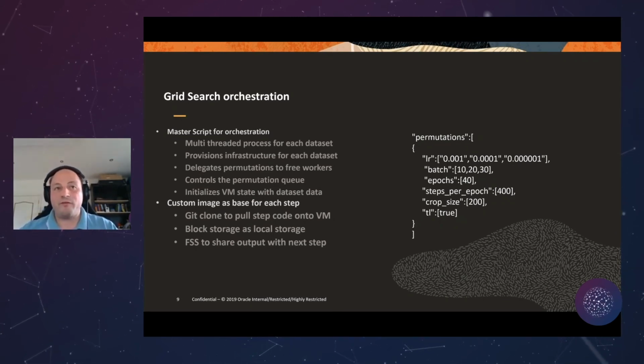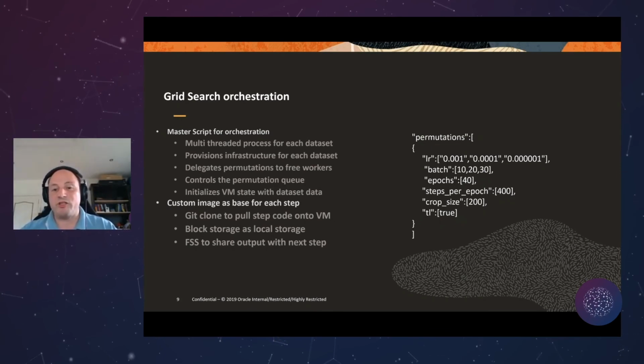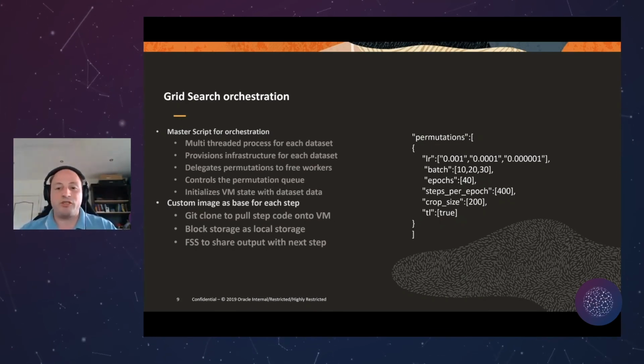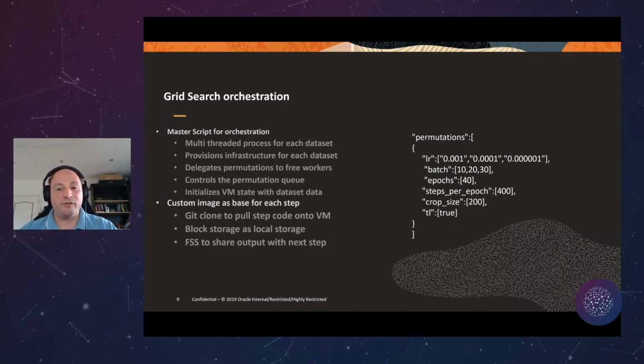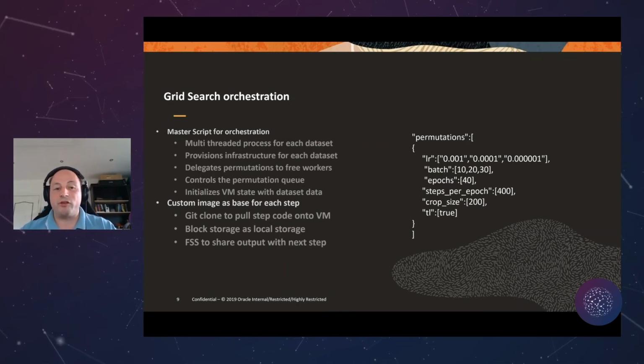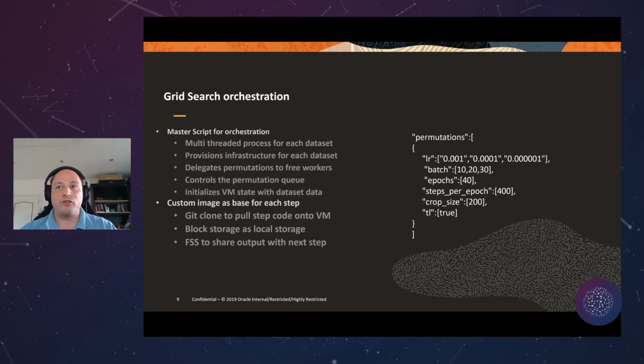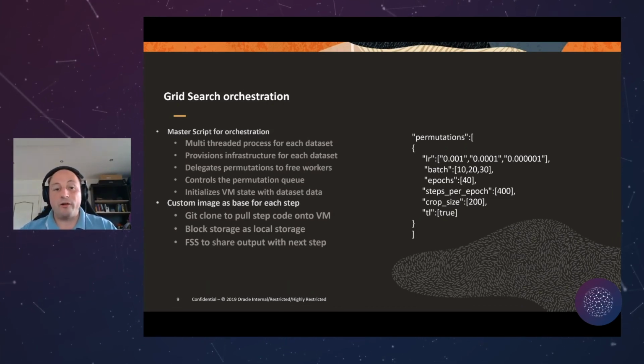So if we have 10 different instances, we can do the 10 permutations at the same time. Whenever one permutation is done, it will kick off another one. Whenever all the permutations are done, we know this because we keep them in a queue, then we tear down the infrastructure and everything is destroyed. So all the infrastructure involved in this is temporary. We do not keep anything.